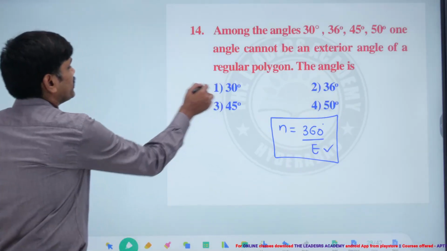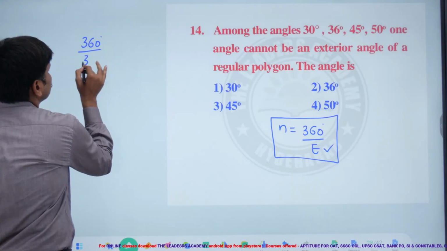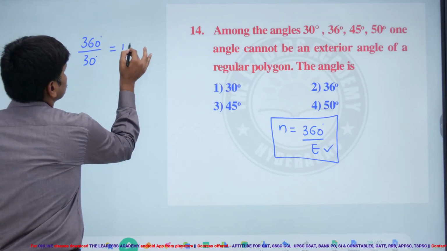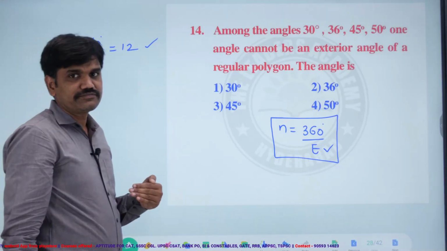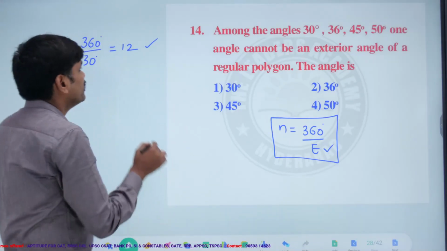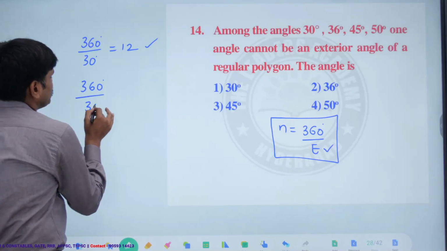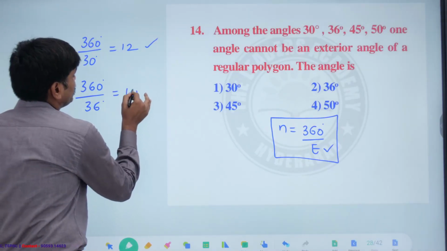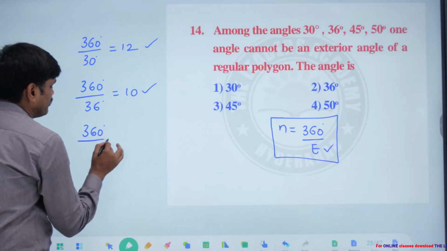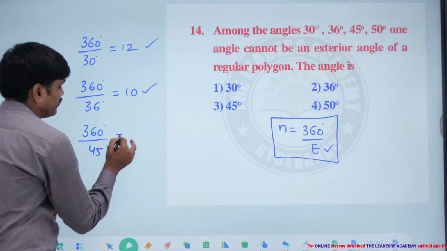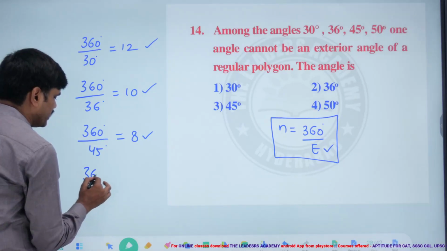Check it. So if you take this one, 360 divided by 30, is 360 divisible by 30? Definitely yes. Then in such a case, the number of sides comes out to be how much? 12. So this is possible. My question is, which is not possible? Next, if I take the exterior angle as 36 degrees, number of sides will be what? 360 by 36. That will be equal to what? 10 sides. That is possible. Similarly, if you take each exterior angle as 45, the number of sides will become how much? 360 by 45. That is how much? 8. Possible.